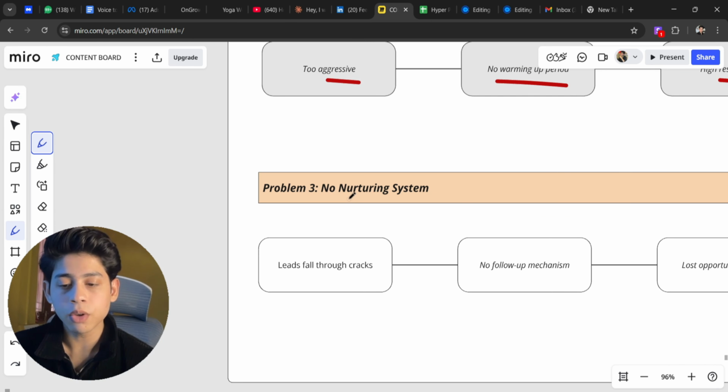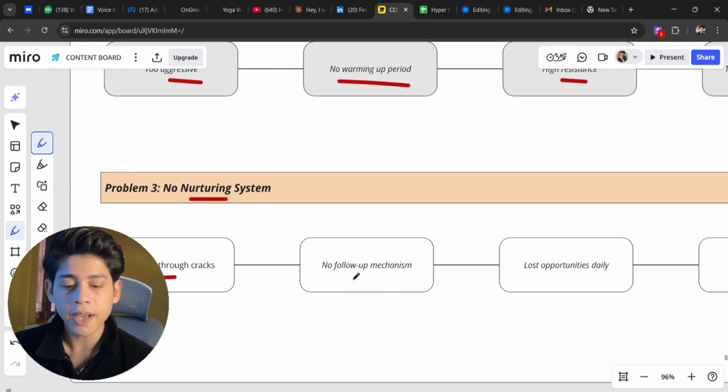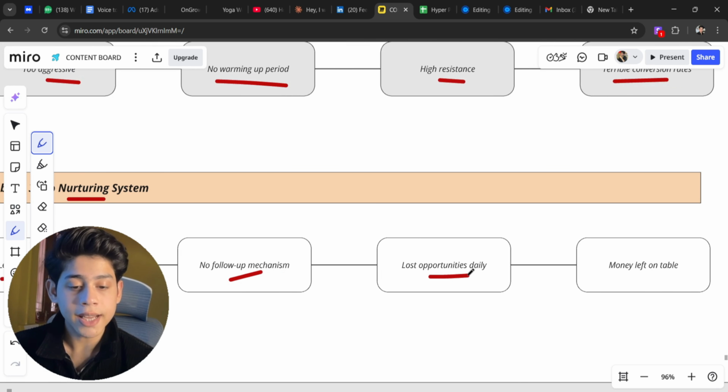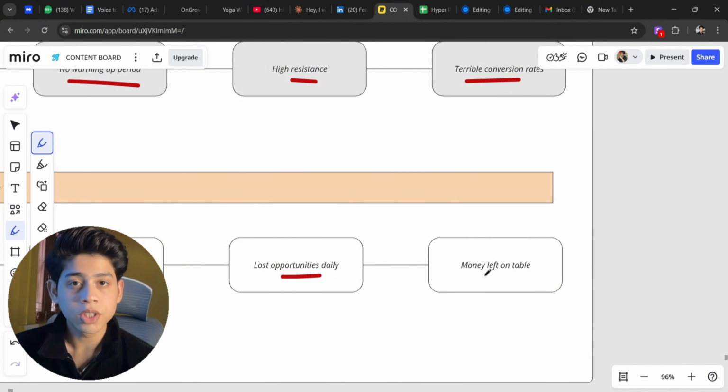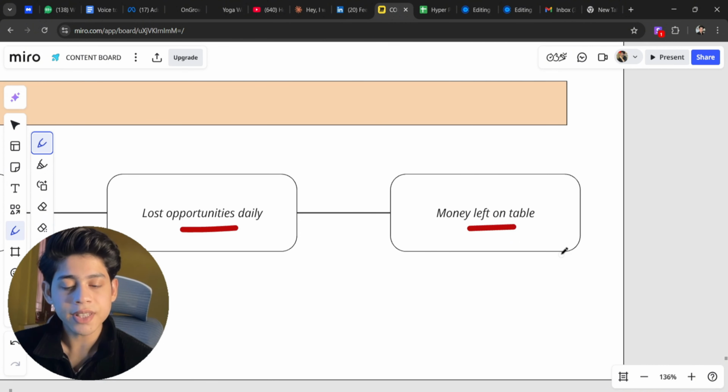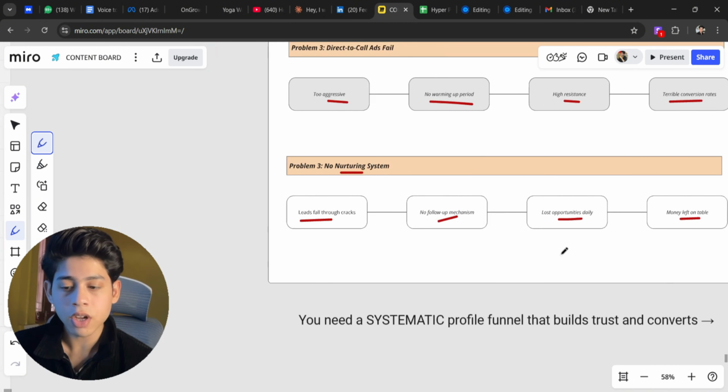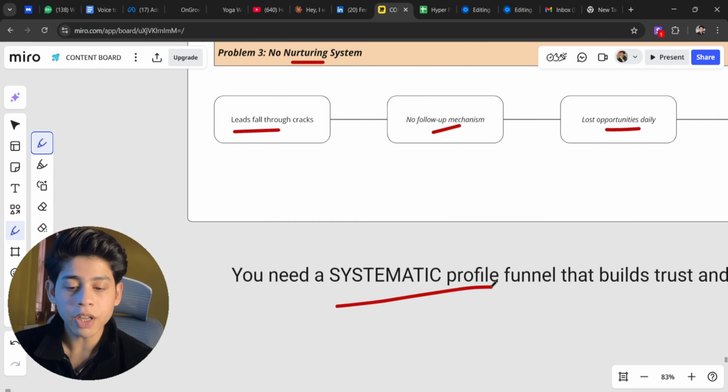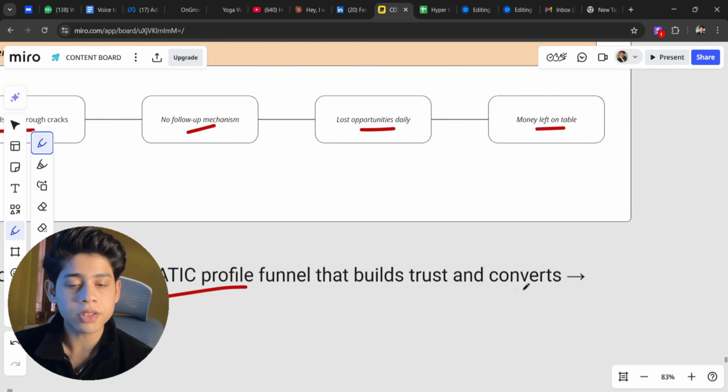And problem four can be no nurturing system. So leads fall through the cracks. There's no follow up mechanism, and you lose opportunities on a daily basis. So you are leaving money on the table. So if you are facing any of the problems that I mentioned above, then you need a systematic profile funnel that actually builds trust and converts for you on complete automation.